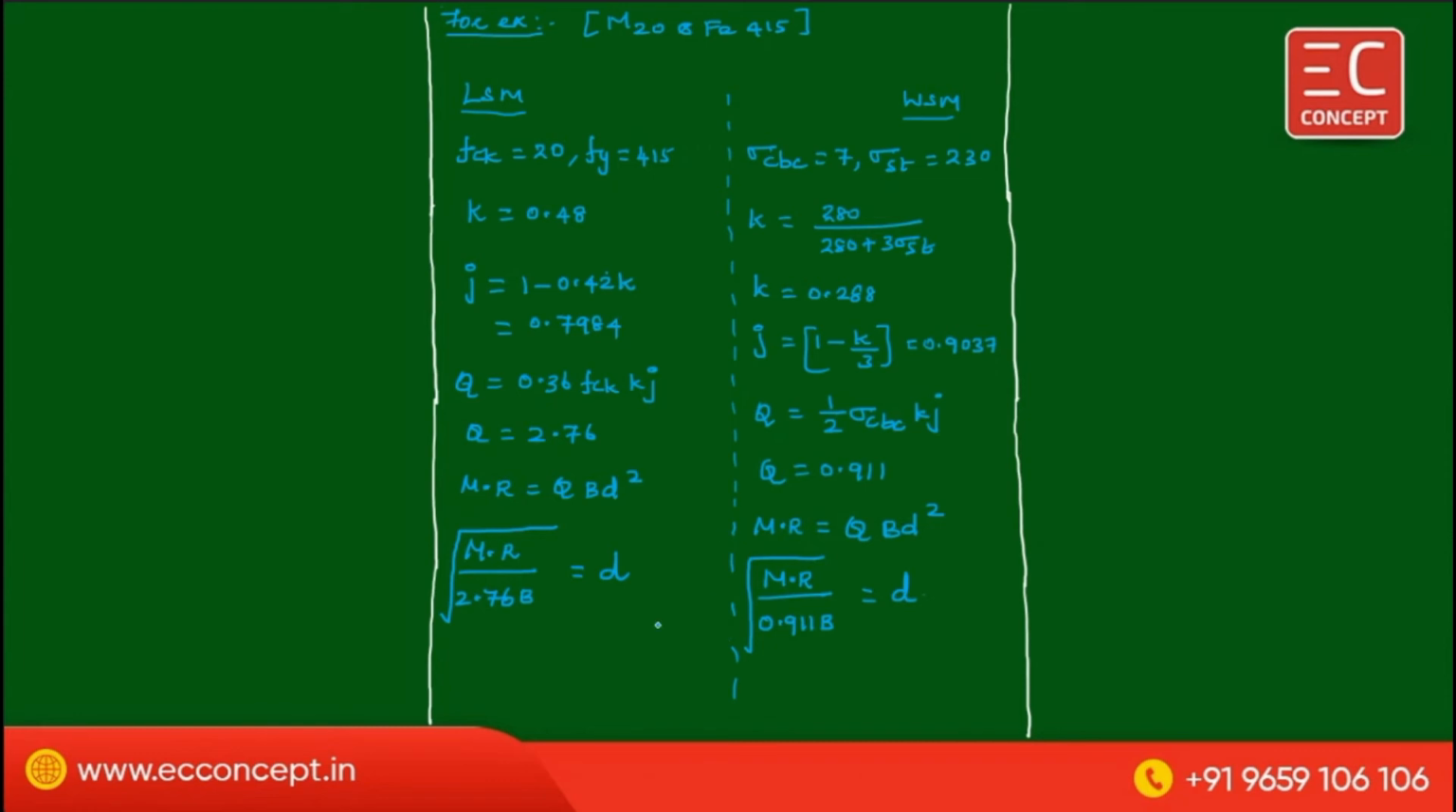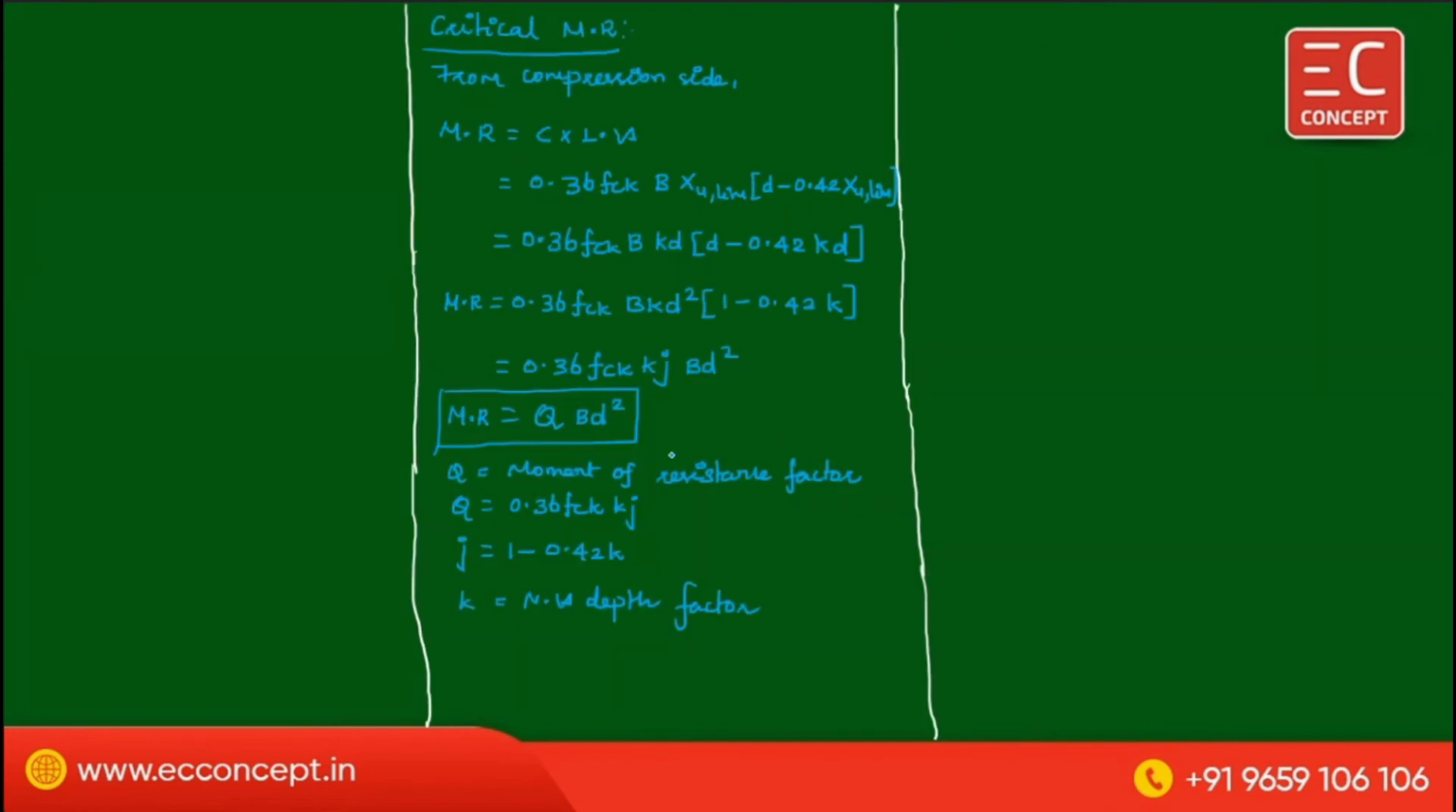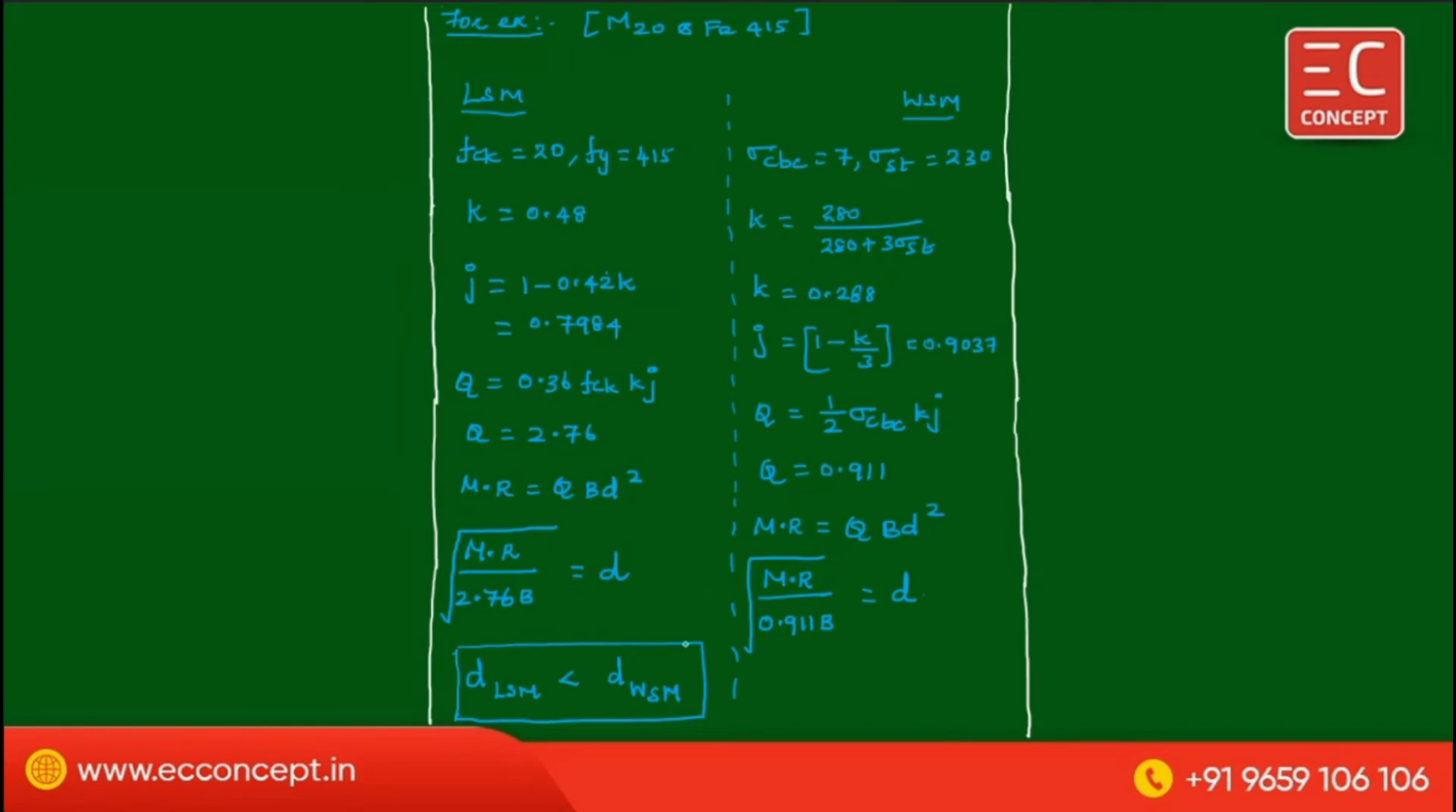Now compare the depth. The depth of the limit state is lesser than the depth of the working stress method. That's why in the assumptions there are important points I have written. So from that we understood d in the limit state is less than, see this, 1 by 2.76, any of this value is lesser than this one, d in the working stress method. So this is the conclusion. There are two things we have seen. One is the percentage of steel in the limit state and working stress methods. Then the depth of the working stress method and the limit state method, for example, we have seen.